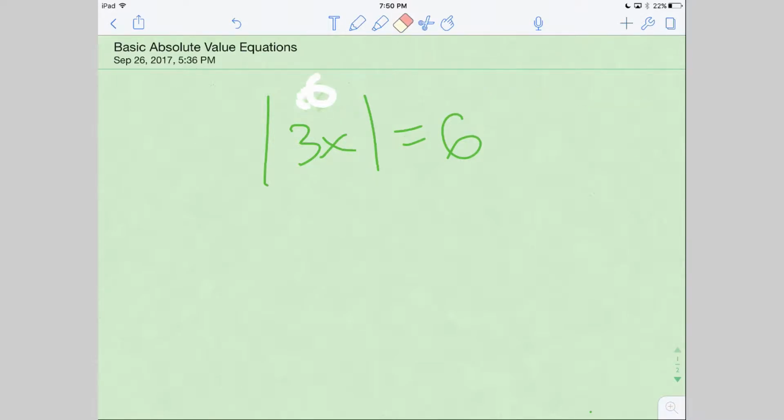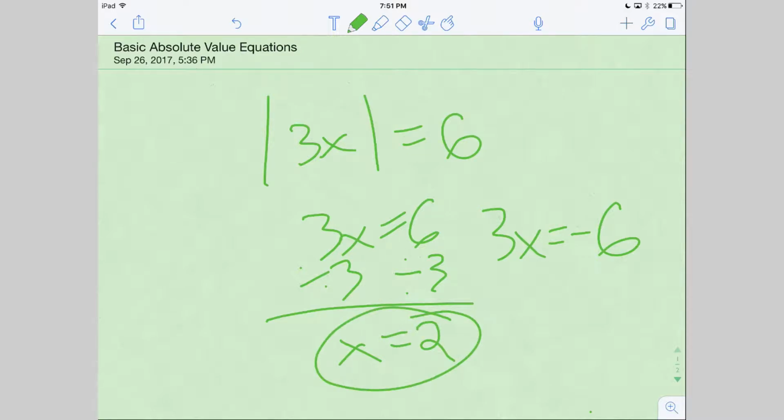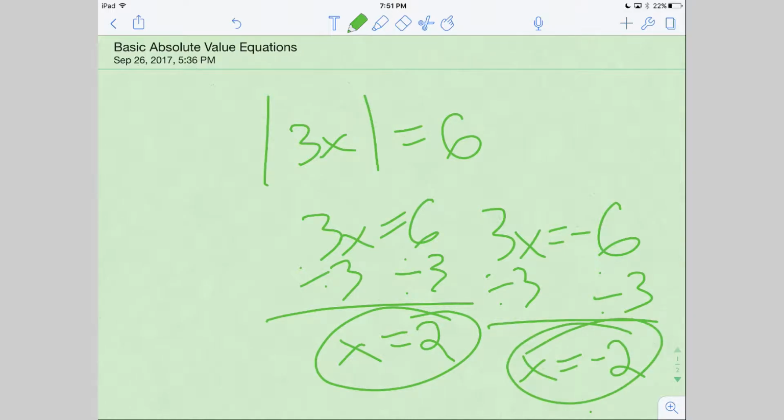So if I just erase this real quick, we know that 3x could equal 6, because then the absolute value of 6 is 6. Or if 3x equals negative 6, then it'd be the absolute value of negative 6, and that would equal 6, so that would work as well. So now again, we have solved both these equations. Divide by 3 on both sides for this one, x equals 2 is one answer, and then again divide by 3 on both sides, and here we get that x could also equal negative 2.